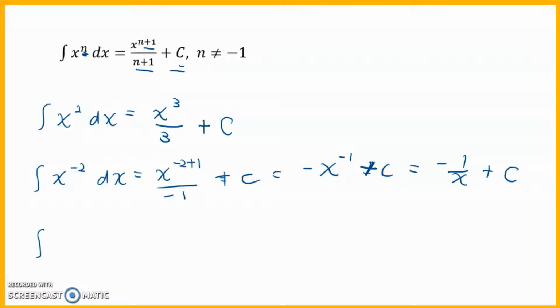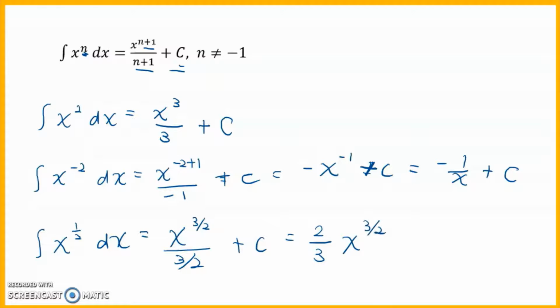For another example, we can look at x to the power of half. Then we should have x to the power of half plus 1, which is 3 over 2, and divide by 3 over 2. So this is equal to 2 over 3 times x to the power of 3 over 2 plus c. These rules can be applied to all n except n not equal to negative 1.